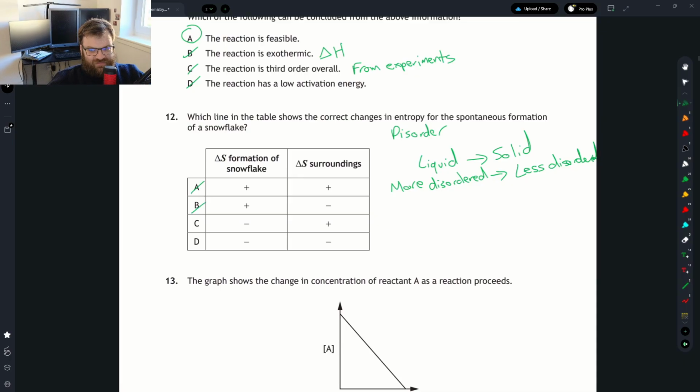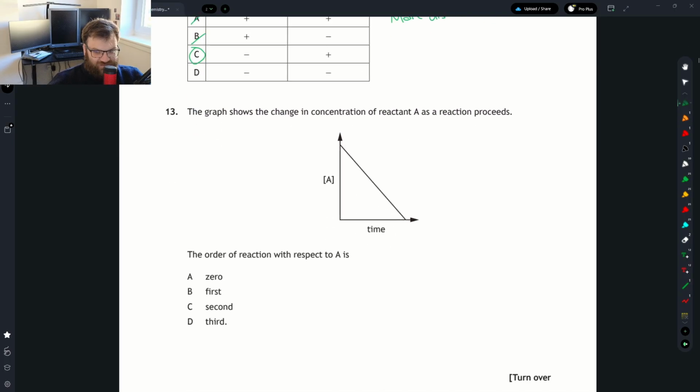And if that's becoming less disordered, that must be at the expense of the surroundings becoming more disordered. It's removing energy because it's cooling down, so that energy is being released to the surroundings, so the surroundings would become more disordered. So the total entropy will be the same, it's just going to the surroundings rather than in the snowflake. C should be correct for that one.